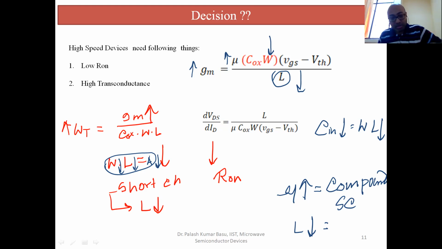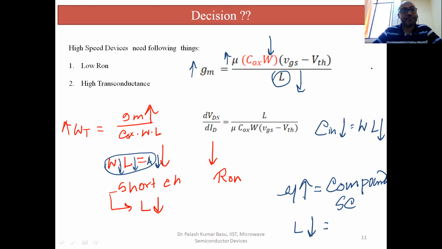Sir, what is the significance of transit frequency? Why do we calculate transit frequency or cutoff frequency? So transit frequency means how fast your electron, the moment you give a voltage, starting from the source can reach your drain, source to drain. How much time it needs to travel this distance.